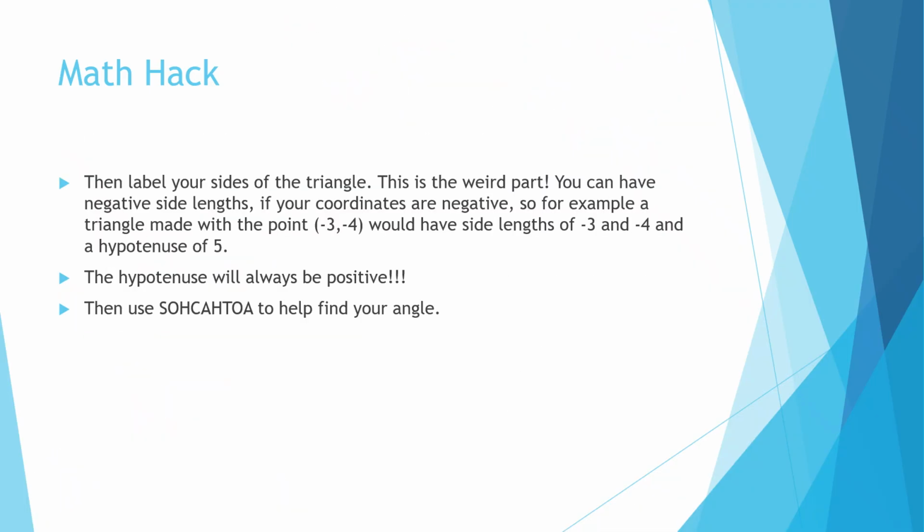All right, and then the next step is to label the sides of your triangle. This is a weird part because, like I said, you could have negative side lengths. For example, let's say we have the coordinate negative 3 and then negative 4.